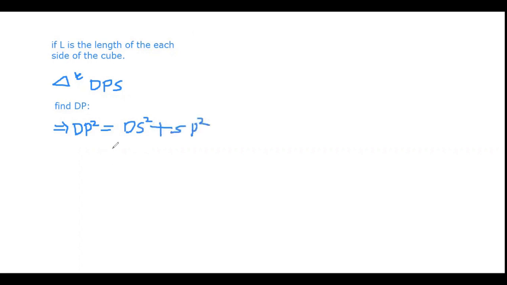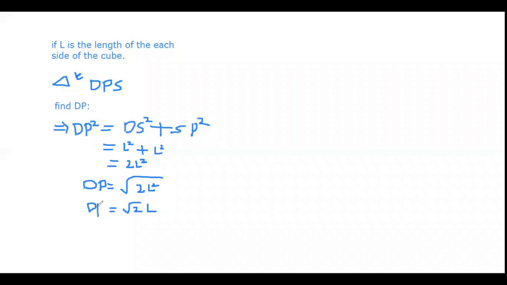You know that ds square is L square and sp square is also L square, so this equation will become 2L square. So dP will be equal to the root of 2L square. For L square, the root and the square get cancelled, so dP will be equal to root 2 L.